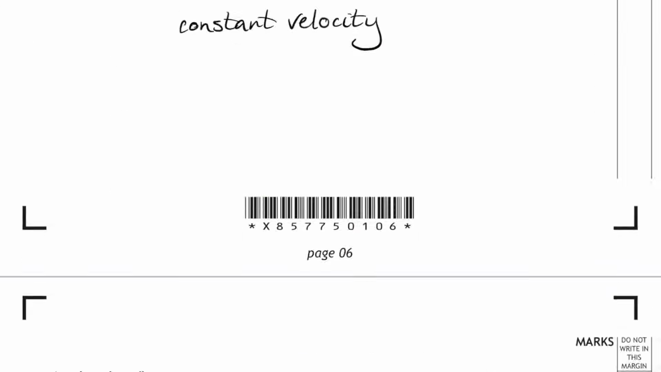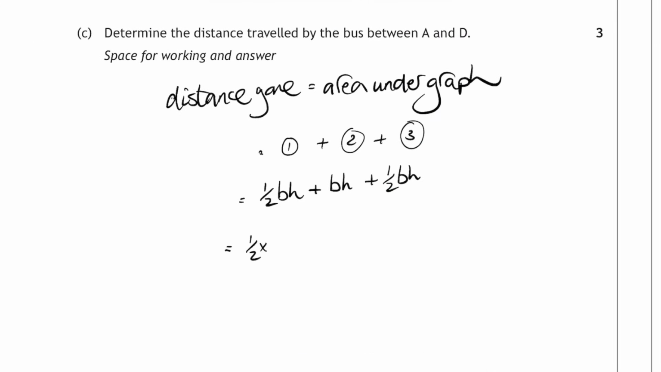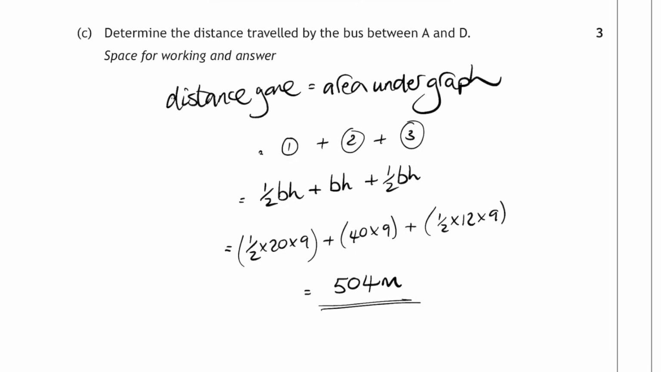gone. And again, I better make sure that I write that in the correct space in the paper. This is part C, so fill it all in. There's my 504 metres.